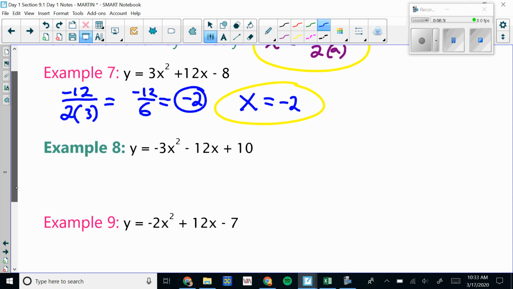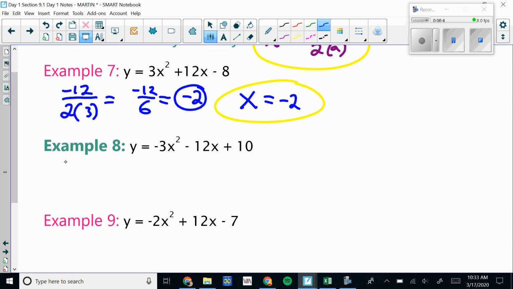In example 8, the same formula, negative b. Since b is negative 12, a negative negative is going to be a positive 12, over 2 times a, which is negative 3. So here we have 12 over negative 6, which is negative 2 again. And we would end up with x equals negative 2.